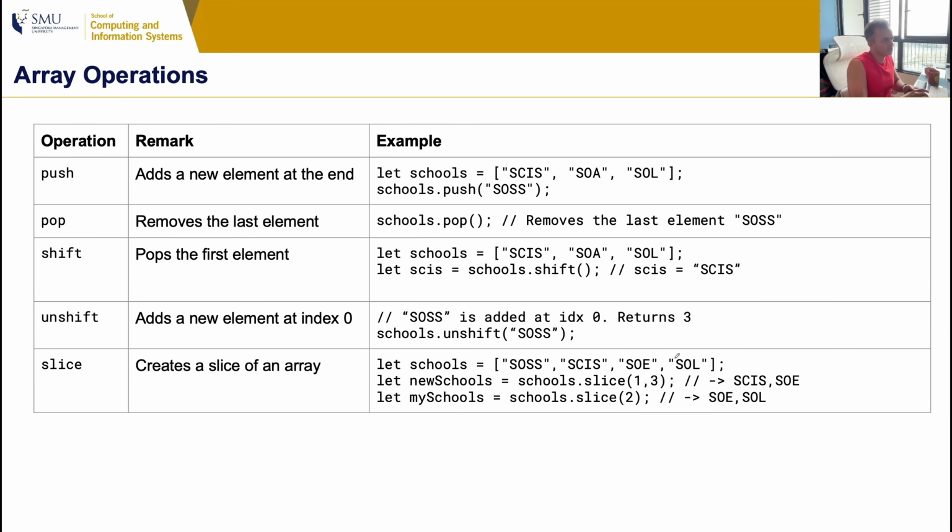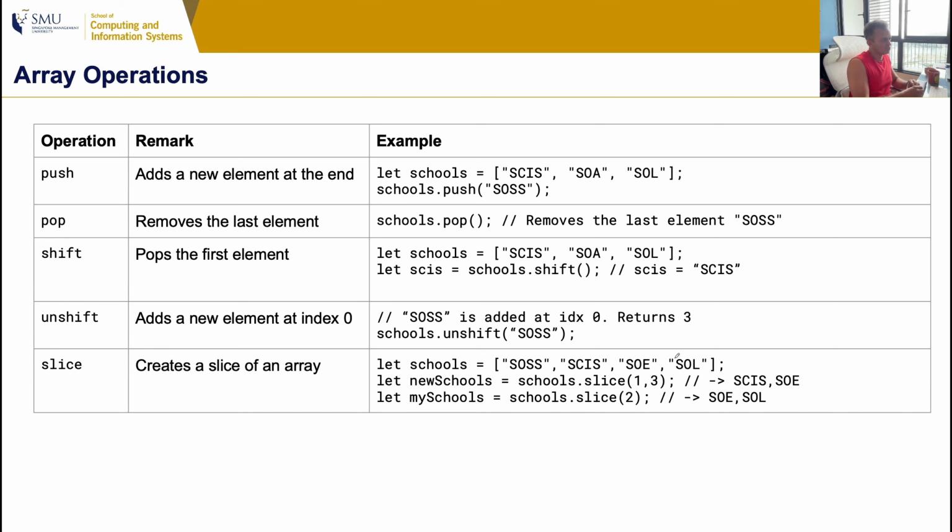Push is to add something to the end of an array. Pop is to remove the last one and return it. Shift is to pop the first element and return it. So popping basically means it removes and then captures it and gives it back to you as the output of the function. Unshift is like push, but near the beginning of the array.